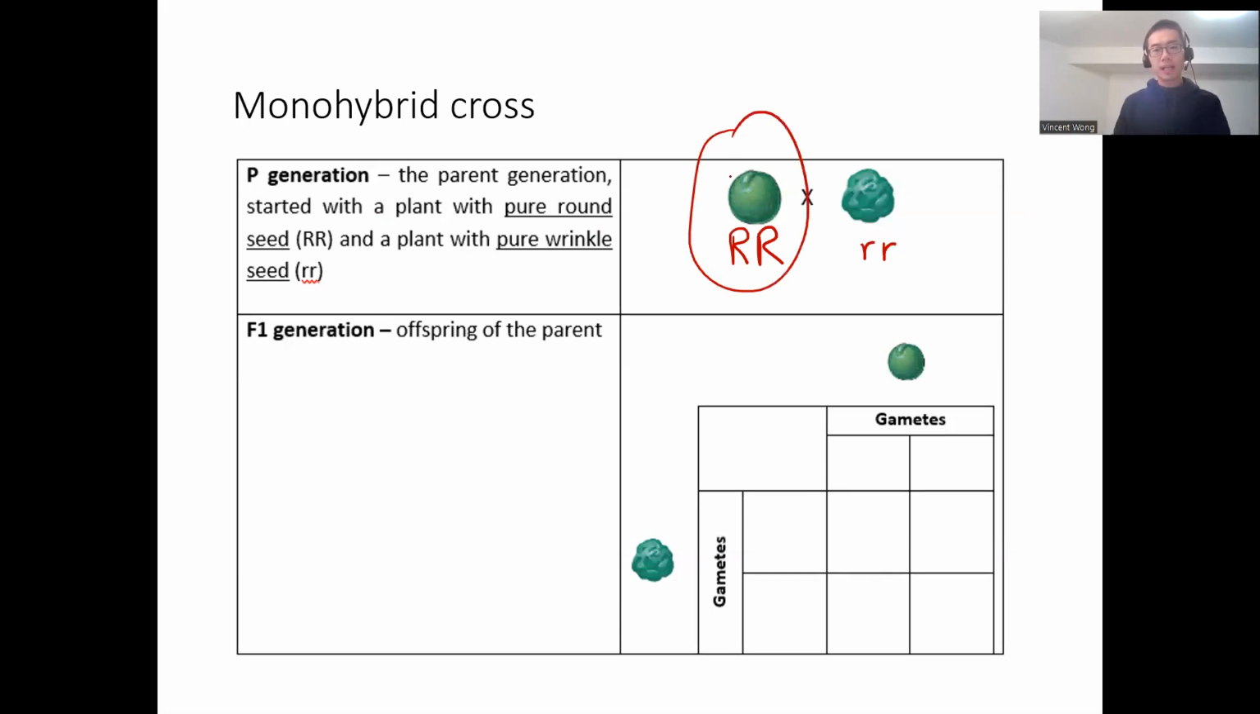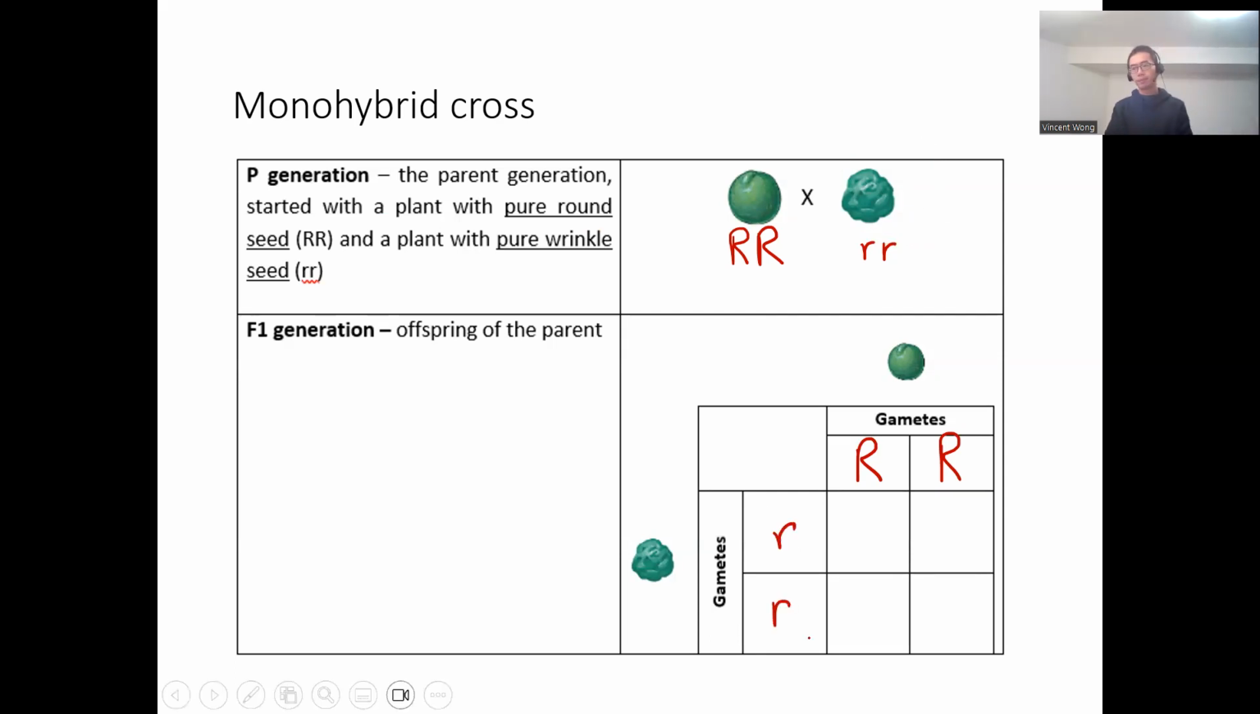So this plant here, when it makes the gamete, it only has one choice, right? When the big R and the big R separate, 50% of the gametes will be big R. The other 50% will also be big R because there's no other choice. It's just big R from this plant. So the gametes are big R and big R. For the wrinkle plant, it is going to be little r and little r.